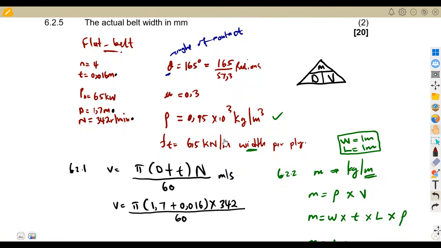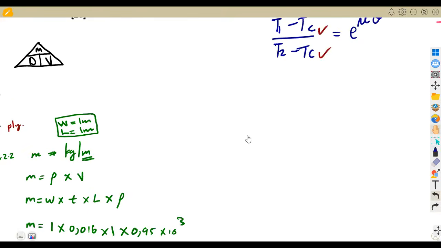So from that concept, we can calculate the value of T1, which is going to be the product of the width, the number of plies that we are given, and also FT, which is the maximum allowable tension. Take note, we are supposed to consider the units here. It's taken as 6.5 kilonewton per meter width per ply. That's why we are supposed to multiply by the number of plies that we are given here. So this is the formula that we're going to use for T1.